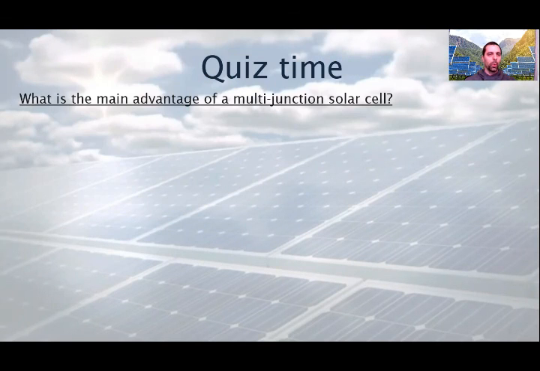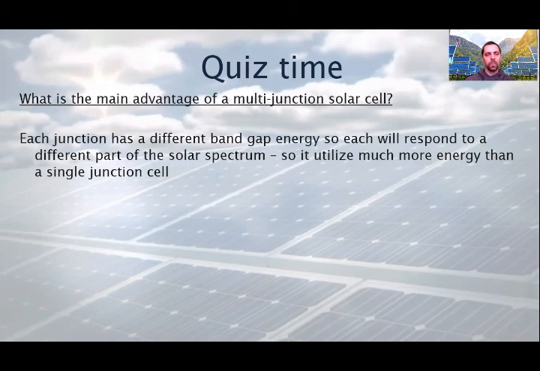There is a short quiz about the second part of today's video. The first question: what is the main advantage of a multi-junction solar cell? Each junction has a different bandgap energy, so each will respond to a different part of the solar spectrum. So it utilizes much more energy than a single junction cell.